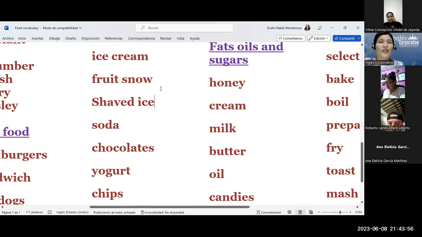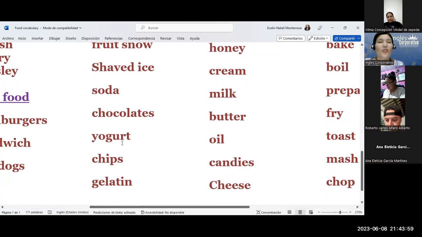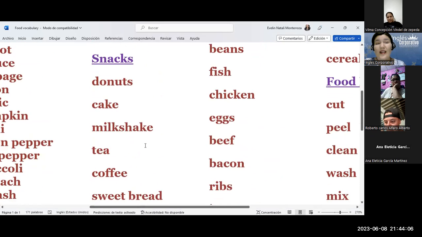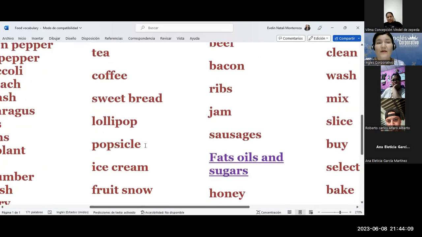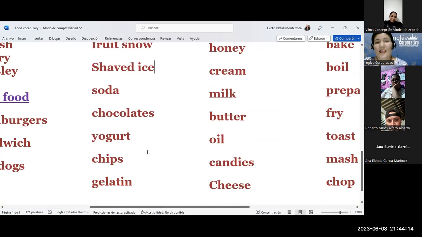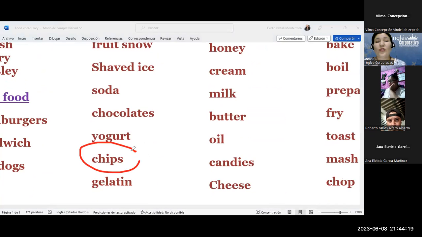Shaved ice with fruits. Soda, chocolates, yogurt, chips, gelatin. All these are snacks. Todos estos son considerados meriendas o entre comidas, right? The sweet bread, the lollipops, the popsicles, the ice cream, the soda, the chocolates, the yogurt, the chips. What are the chips? Chips are all these churritos y de quesitos, tortillitas, papitas, all these things that come in the bags are called chips. También los que ocupan para untar con nachos y cosas así. Those are called chips.